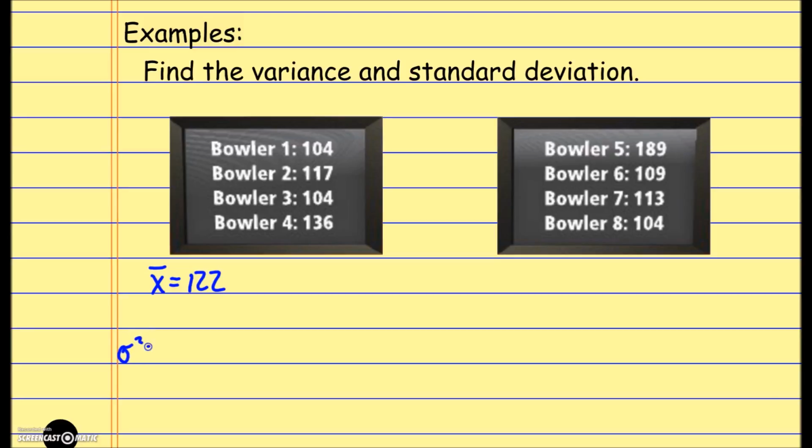So I'm going to say sigma squared equals. So what I do is I take the first data value, which is 104. I subtract the mean, and I square it. And then I'm going to add, and now I take the next data value, the 117. I subtract the mean, and I square it. And then I do the same thing with the next one, and I just keep going until I've used up each and every one of these data values.